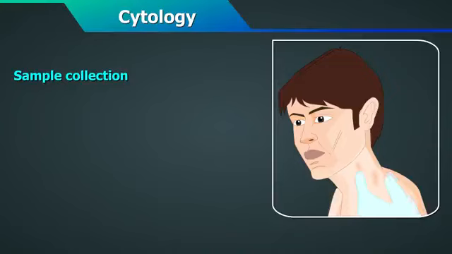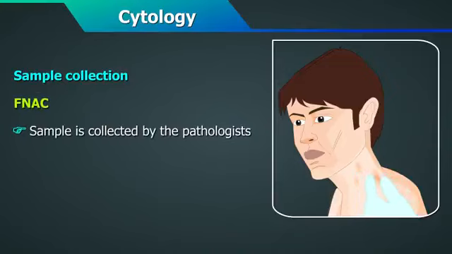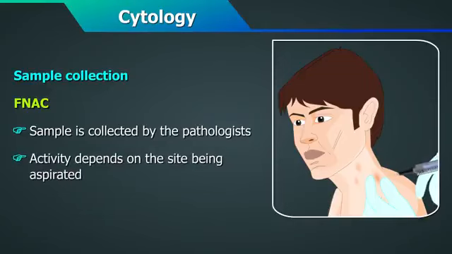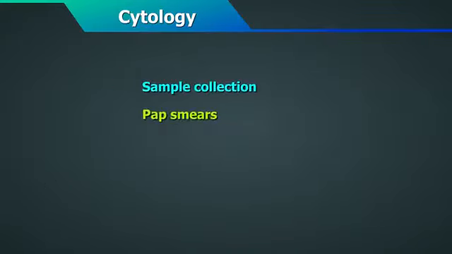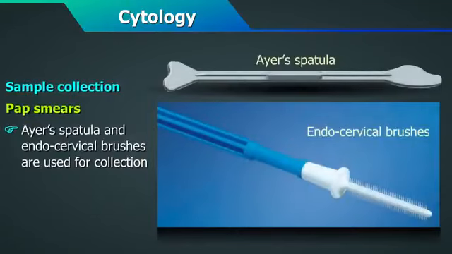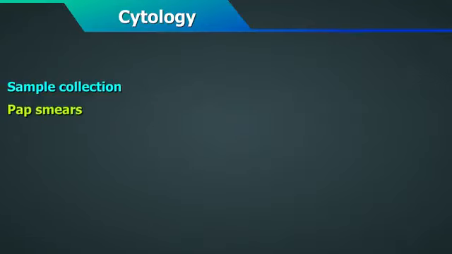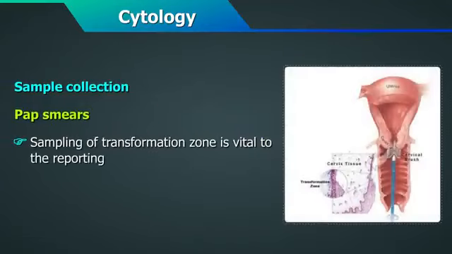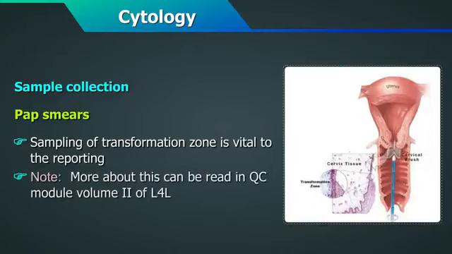Sample collection. Sample for FNAC is generally collected by the pathologists. The technique depends on the site being aspirated. To explain the technique is beyond the scope of this video. Pap smears are mostly collected by gynecologists. Ayre's spatula and endocervical brushes are used for collection. Sampling of the transformation zone is vital to the reporting of Pap smears. More about this can be read in the QC module.